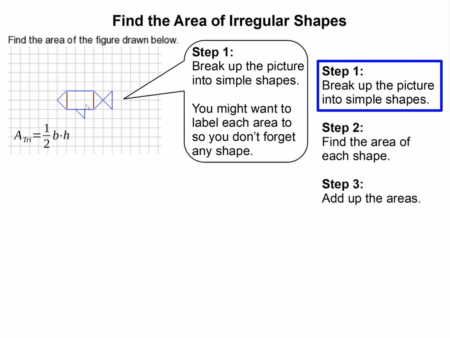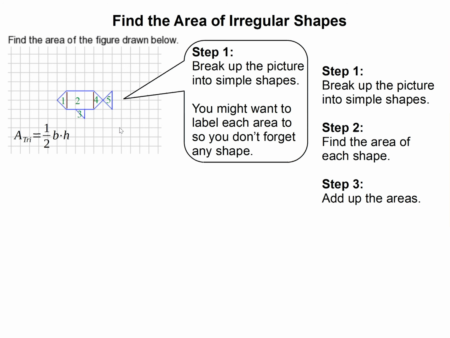Now, after you do this, what a lot of people like to do, and what a lot of teachers suggest, is to label each smaller section here. That will help you stay organized for the next steps. So that's why I have these numbers here. This will be area 1, area 2, area 3, area 4, area 5.